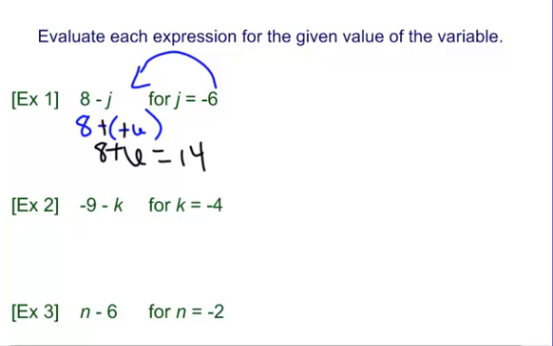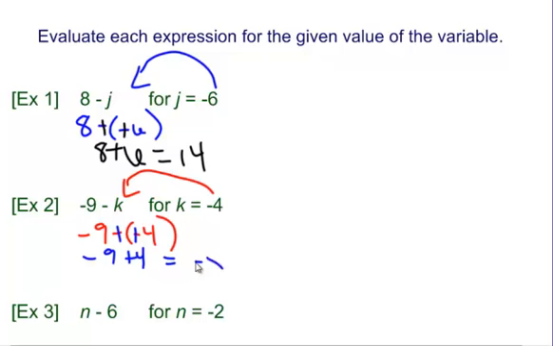Now, let's put this negative 4 in for this k. So it's negative 9 minus negative 4. Change subtraction to addition. Change the sign of the second number. Now it's negative 9 plus 4. Signs are different. Find the difference. So we get negative 5. And the sign of the higher number is negative. So we get negative 5.